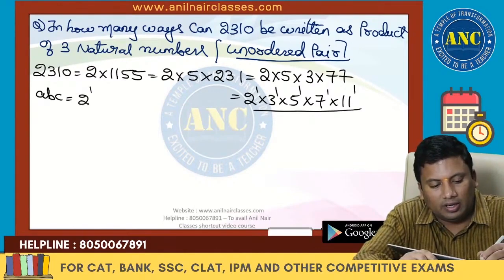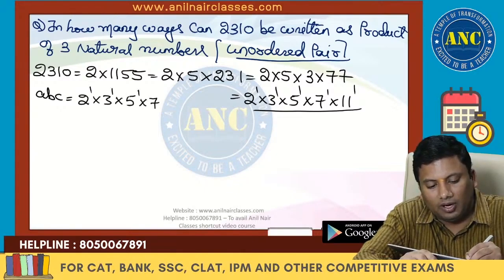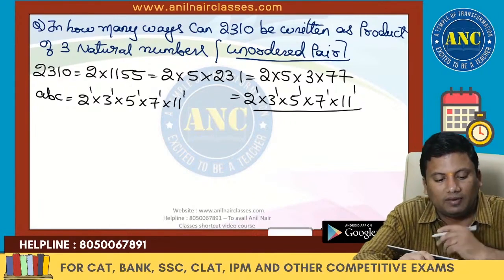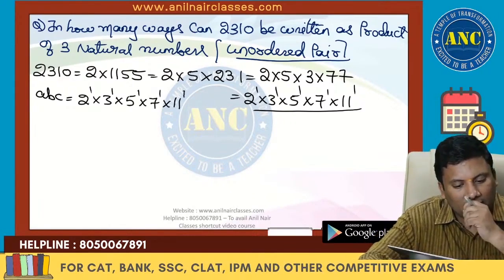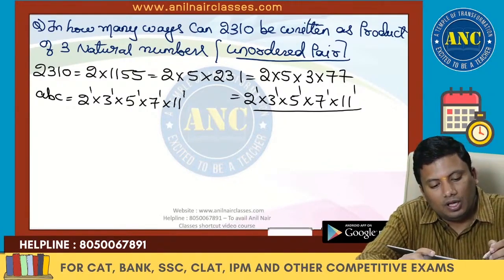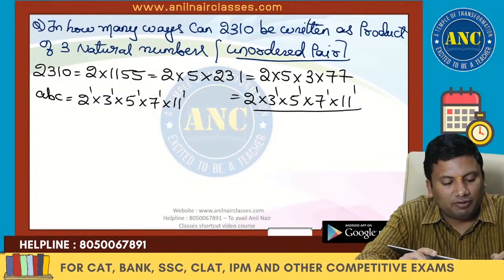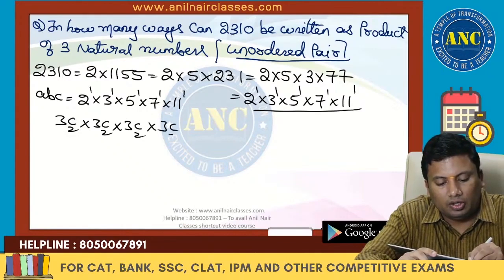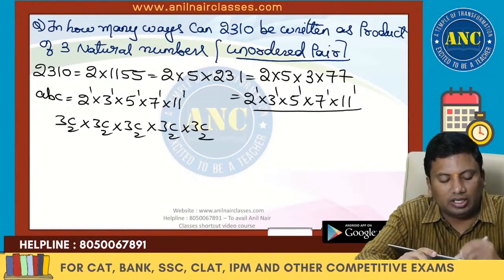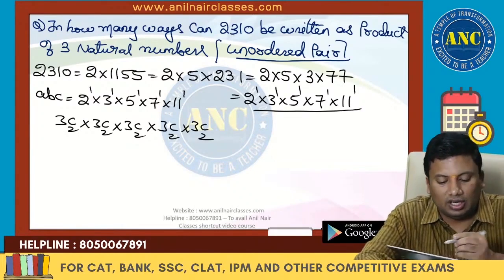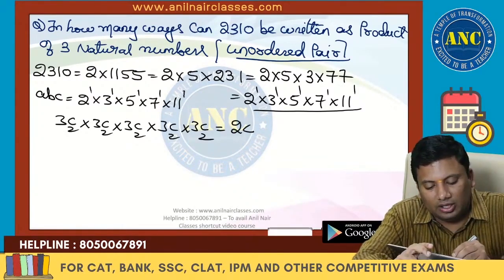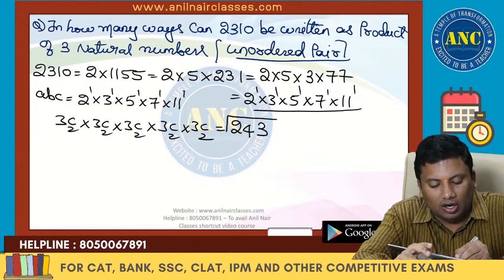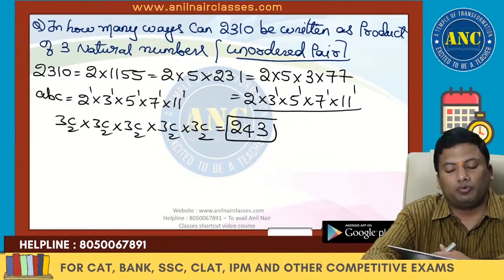ABC is nothing but 2 power 1 into 3 power 1 into 5 power 1 into 7 power 1 into 11 power 1. Now see here. So total 1 plus 3, 4. 4 is nothing but 3C2 into 3C2 into 3C2 into 3C2 into 3C2. 3C2 is 3. 3 power 5, which is nothing but 243. Total ordered pair is nothing but 243.